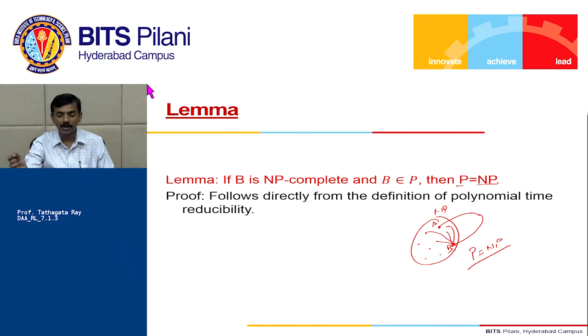But up till now we have not been able to figure out any such problem B which belongs to P and also belongs to NP complete. If we do that, we have proved P is equal to NP. It is one of the most sought after results in the world. It's very debatable. Many people believe that P is equal to NP. Many people believe that P is not equal to NP. There are more people, I think, who believe that P is not equal to NP.